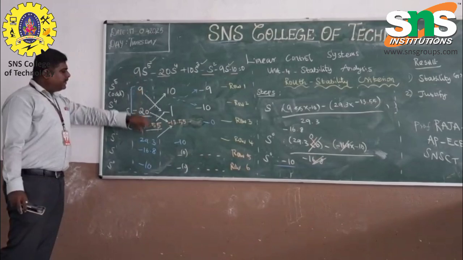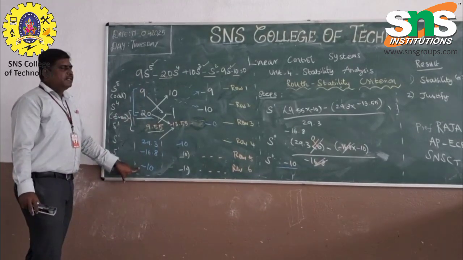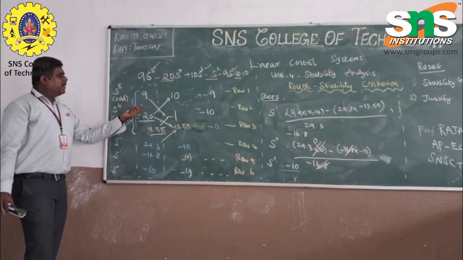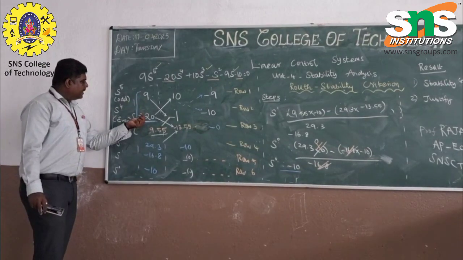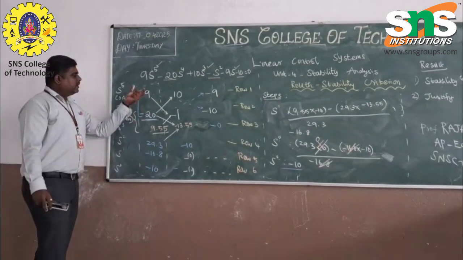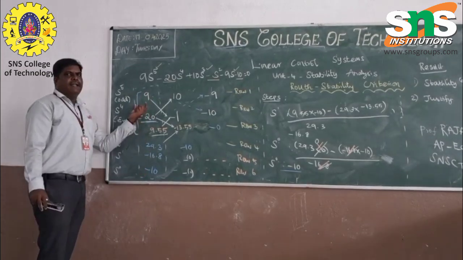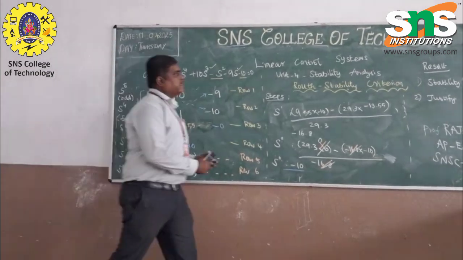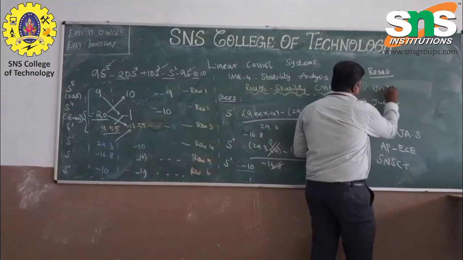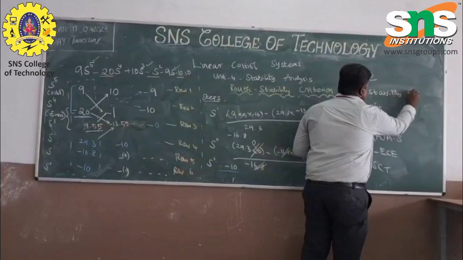By observing column 1, if all the first column entries are positive, then the system is stable. Now in this case, there is a minus term in the s power 4 row, the s power 2 row and the s power 1 row. So the system is not stable. Since there are negative parts in column 1, the system is not stable. So it is an unstable system.